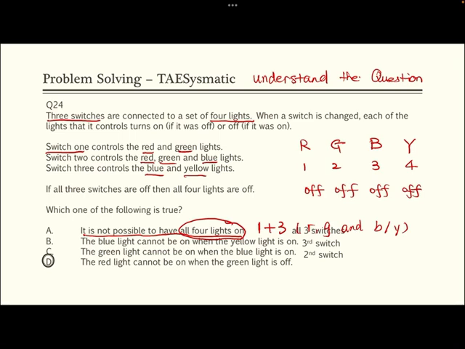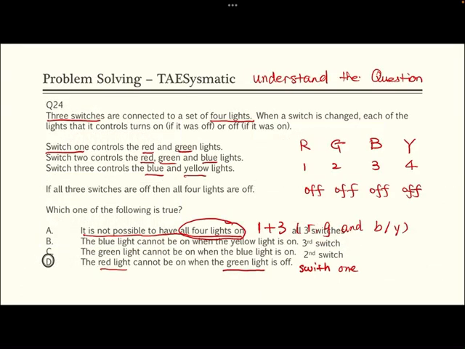But D, when it comes to the red light, it cannot be on at the same time as the green, because red and green cannot be opposite. Switch 1 can change them at the same time, but not in the opposite way, right? So that is why D is not possible. That is the answer for question number 24.